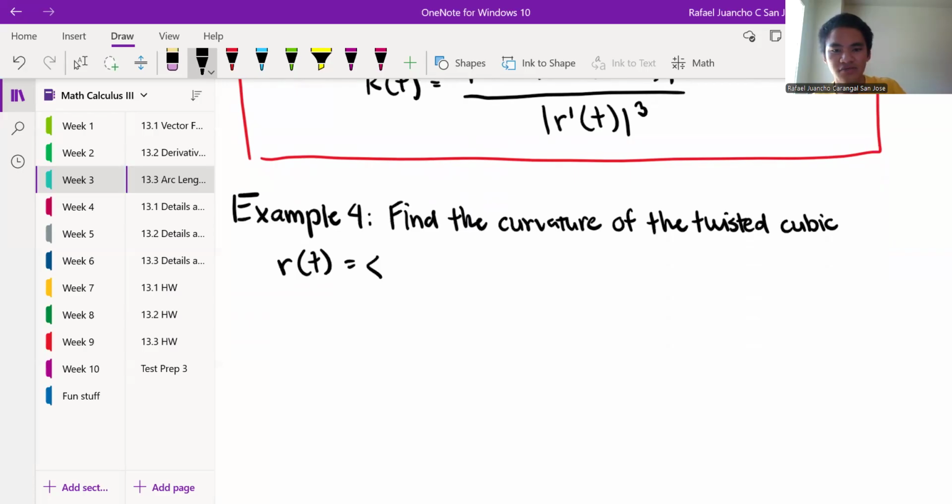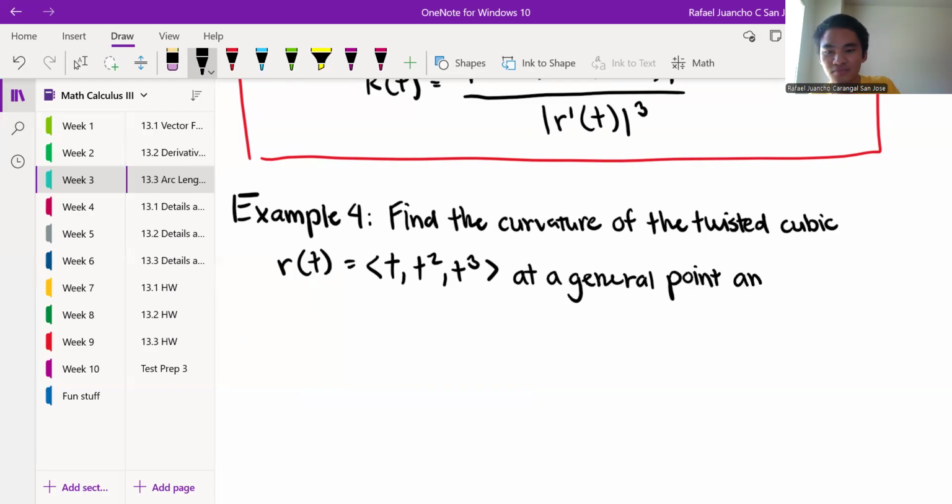Okay, and then here we're given t, t squared, and t cubed. So that's a twisted cubic at a general point. So we want to find the curvature at some point. They didn't tell us what the point is. And the curvature at the origin.